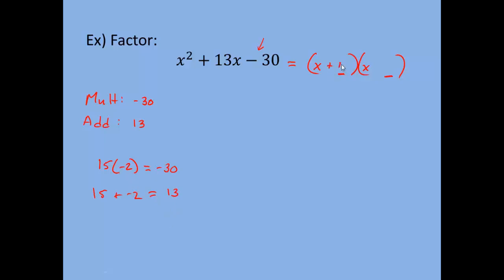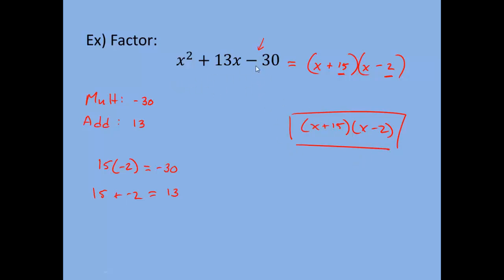So this will be x plus 15 and x minus 2, and then we've factored it. Our factored form is just x plus 15 times x minus 2. And we're done. To check this, you can always FOIL. We could distribute through by FOILing and see that we get the original expression.